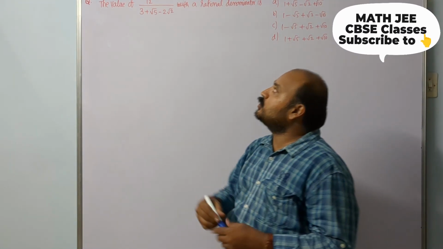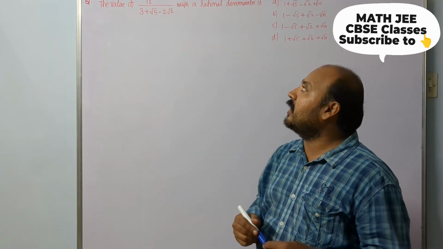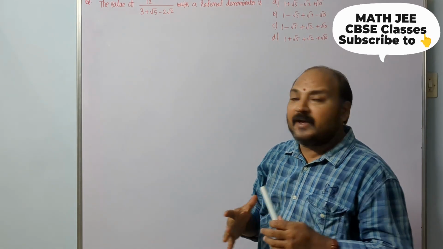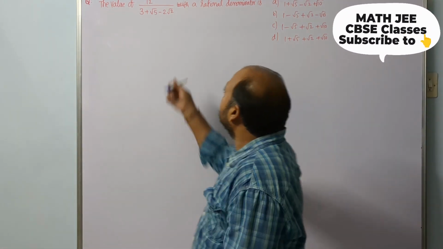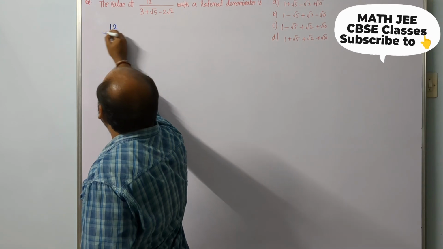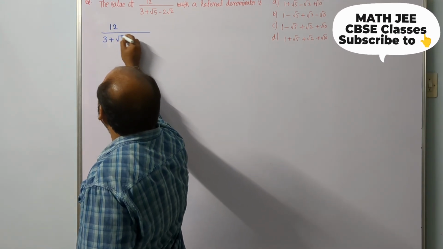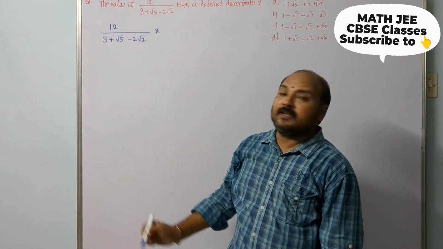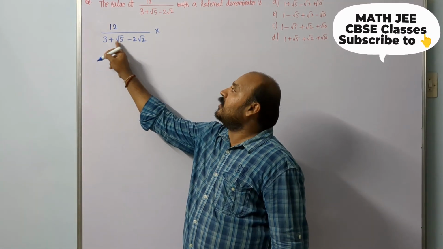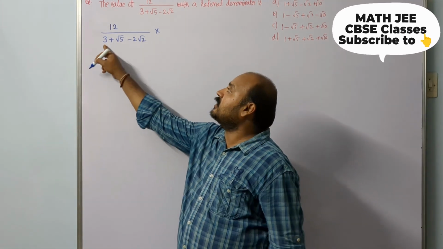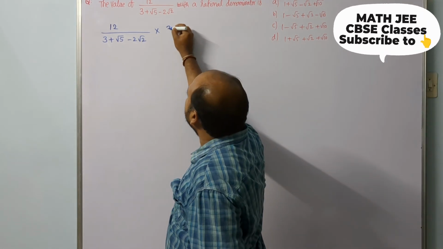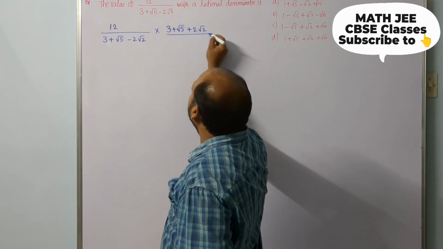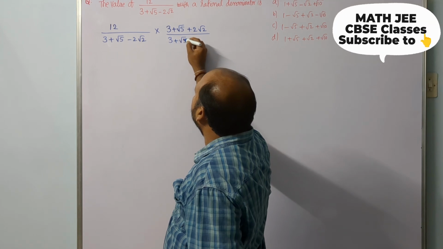Find the value of 12 by (3 plus root 5 minus 2 root 2) with a rational denominator. That means we need to rationalize with respect to the denominator. So now 12 by (3 plus root 5 minus 2 root 2). What is the rationalizing factor of the denominator? For 3 plus root 5 minus 2 root 2, the rationalizing factor is 3 plus root 5 plus 2 root 2. So multiply and divide by 3 plus root 5 plus 2 root 2.